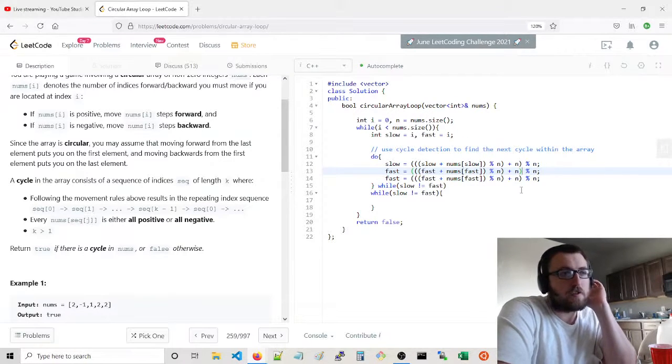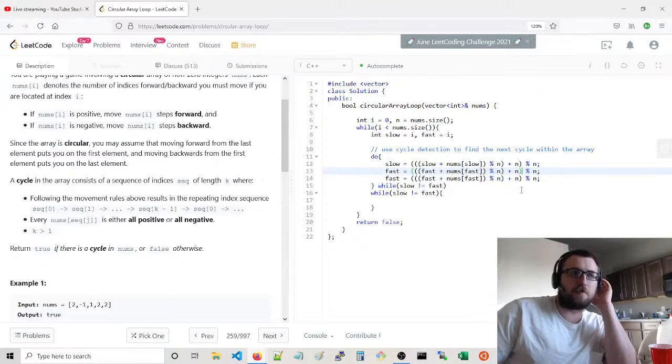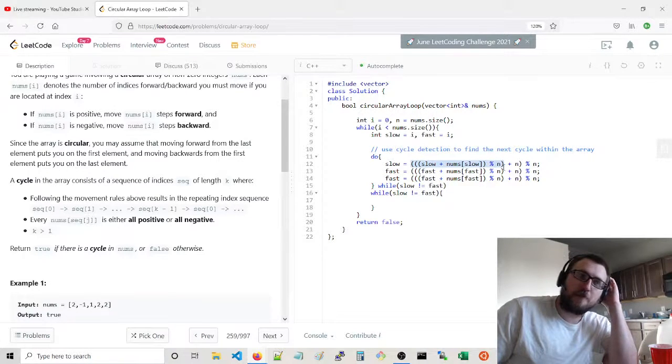So anyway, that's how you handle the negative case: you just modulo n, then add n, and then modulo n again. Because the result of the first modulo n will be negative, like negative mod 5 or negative mod n, and then this makes it positive mod n.